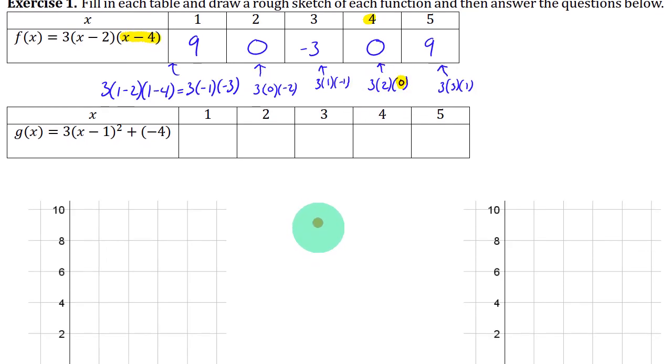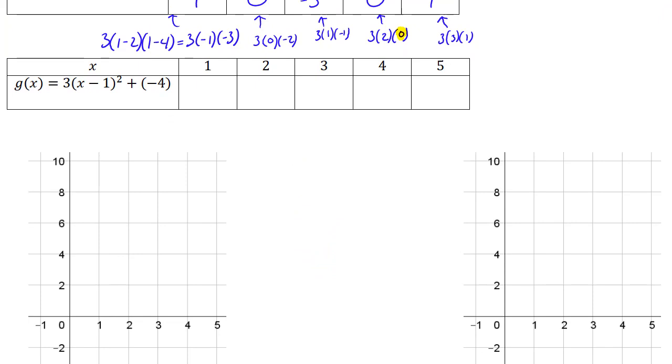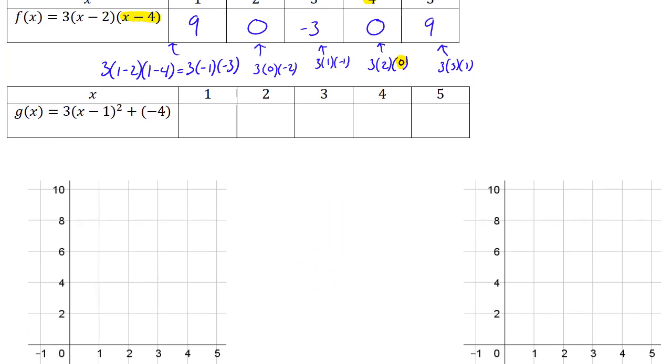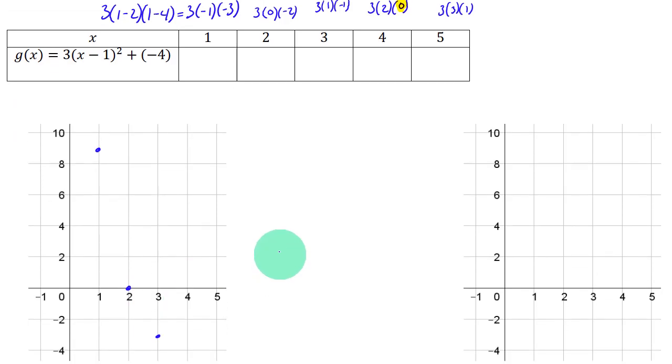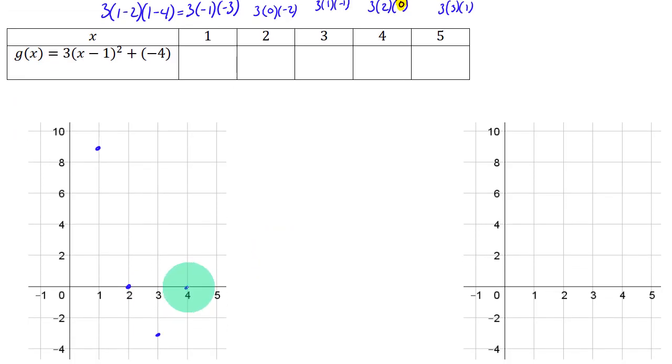And I'm going to plot those points on the graph here. We got, let's see, x equals 1, y equals 9 is right here. The point 2, 0 is here. 3, negative 3 is here. 4, 0, and 5, 9 are there. So when you connect them with a smooth curve to get the rest of the points in between, that's a little ugly. It should look about like this, like a parabola.